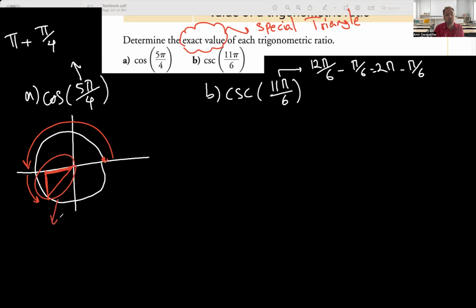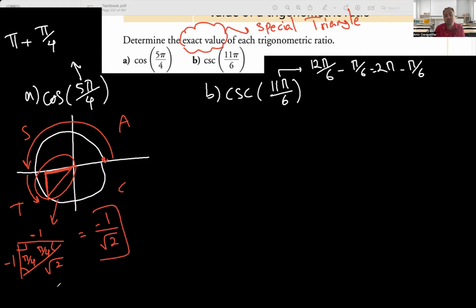If I zoom into this triangle here, I'm in quadrant 3. According to the CAST rule, this is the tangent quadrant, so cosine must be negative. So if I zoom in, this is a 45, 45 triangle, or pi over 4 triangle. So this is pi over 4, pi over 4. So -1, -1 and √2. I'm dealing with cosine. Cosine is adjacent, which is -1, over hypotenuse, which is √2. -1 over √2, or you can rationalize it and write it as -√2 over 2. Either one is the same thing.